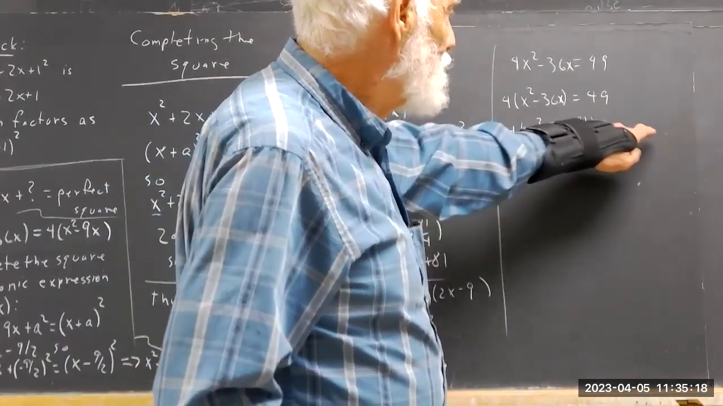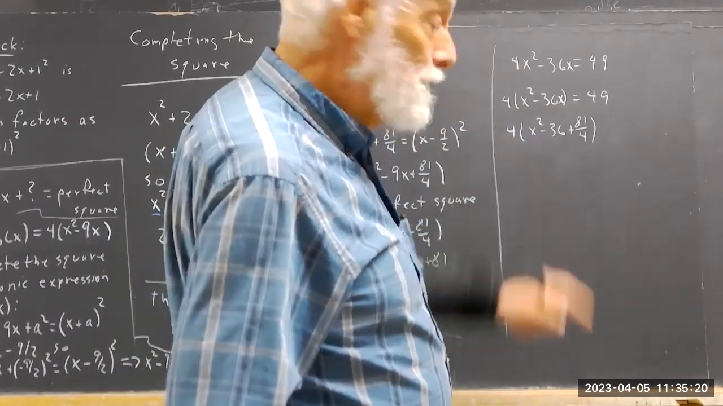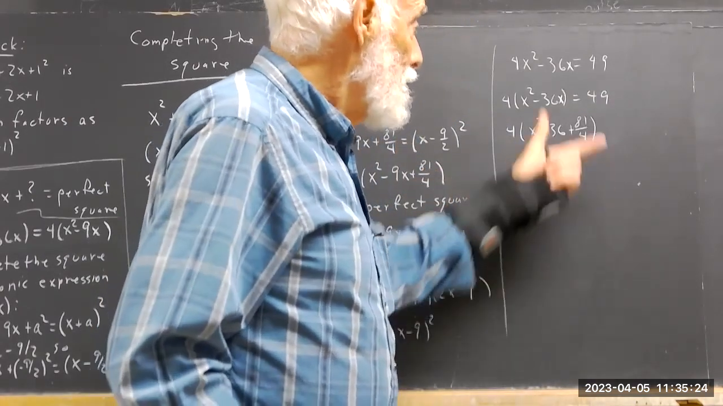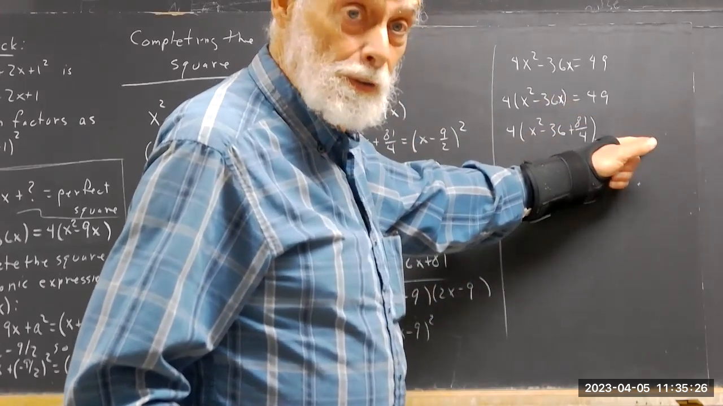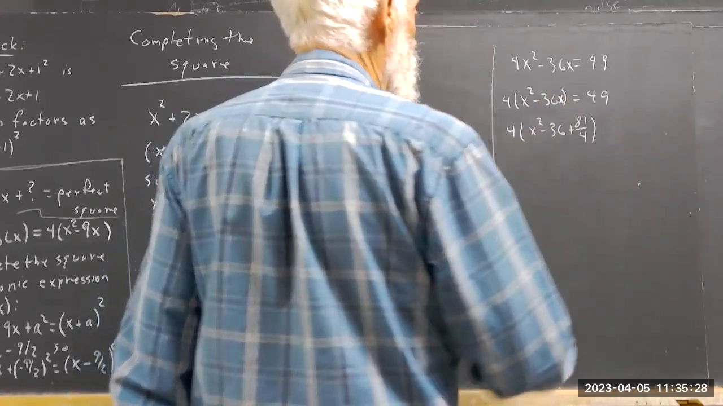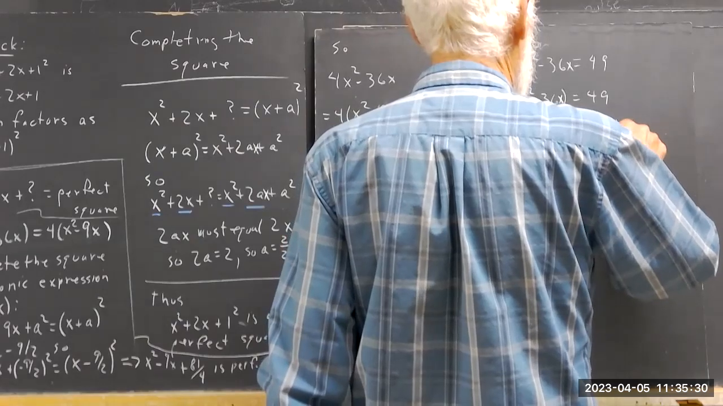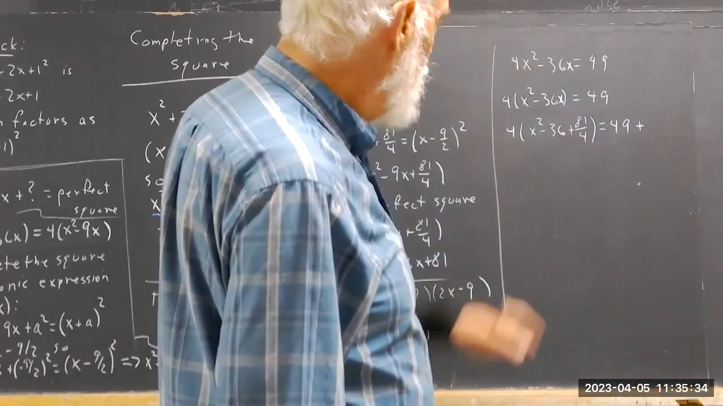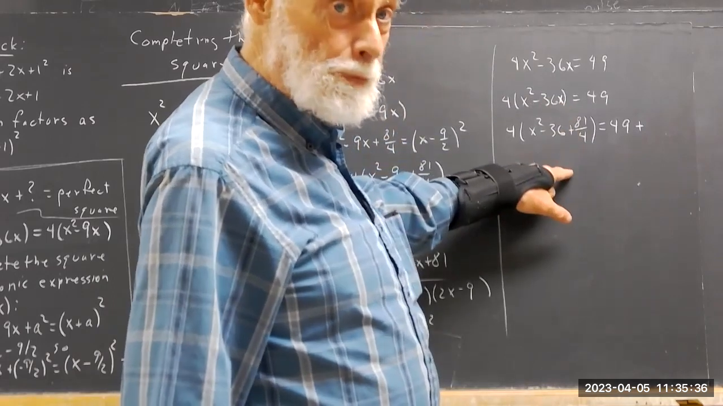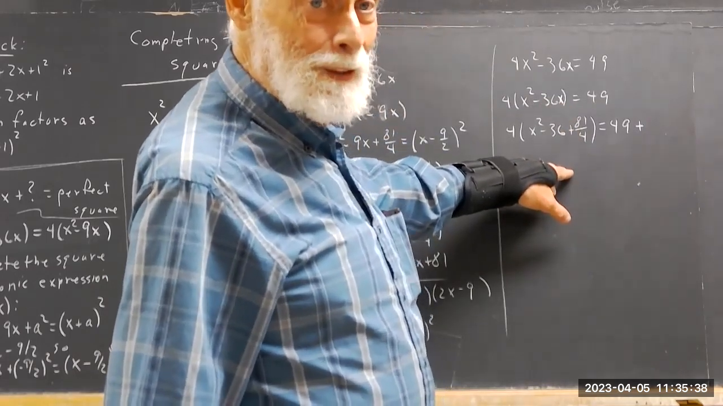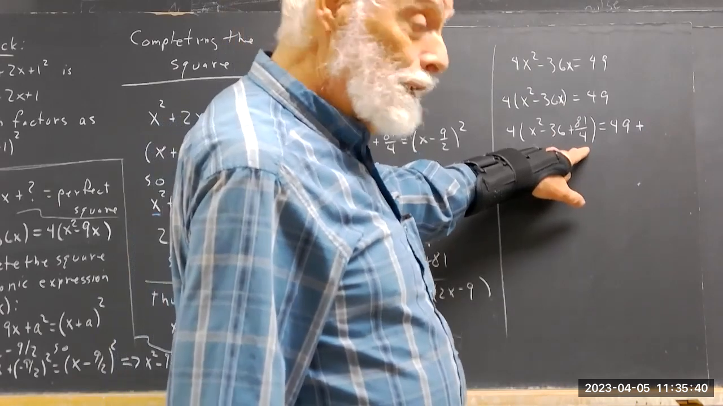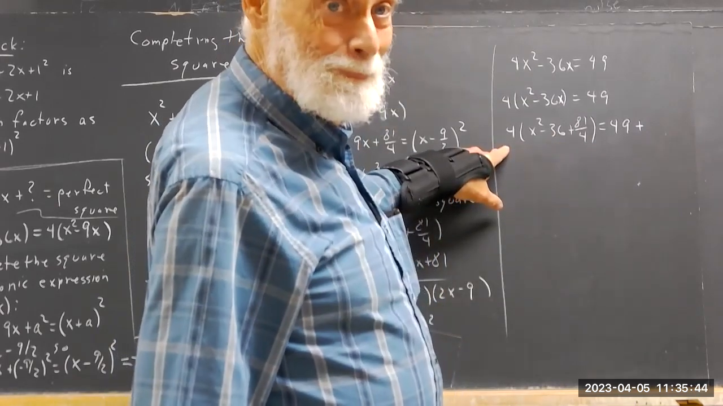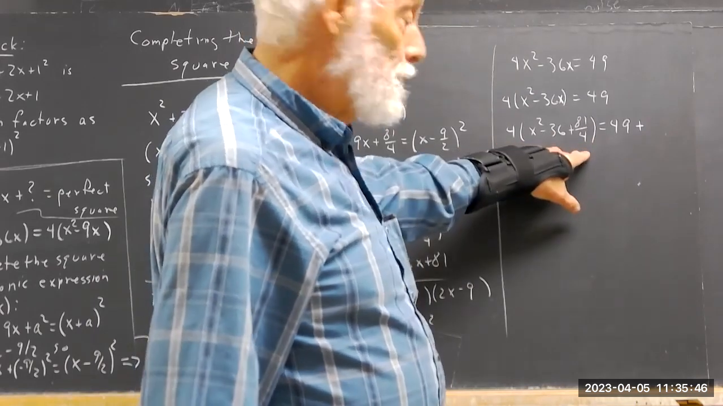But now I can't say that that's equal to 49 because I've added something. So the question is, what have I added that I have to then also add to the other side? There's a temptation to say, well, we add the 81 fourths because we had an 81 fourths here. Important key: this 81 fourths is multiplied by 4. So what I've really added on the side is 81.